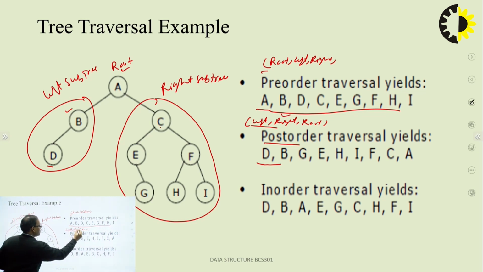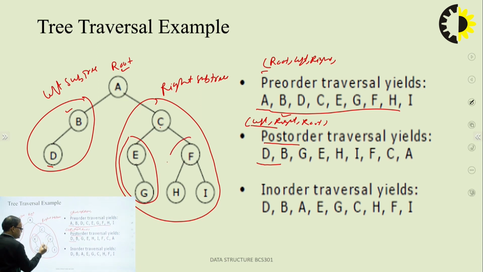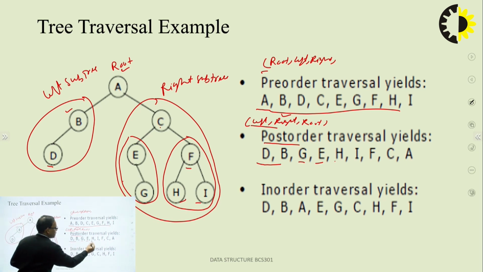Now we will visit the right subtree, again following this rule. In the right subtree, this is again left and this is again right. So we will use this rule to visit this. In this case, there is no left, there is right. So G will be visited. After that E will be visited. Left is visited completely. Now we will visit this: left, right and root. So H, I, F.